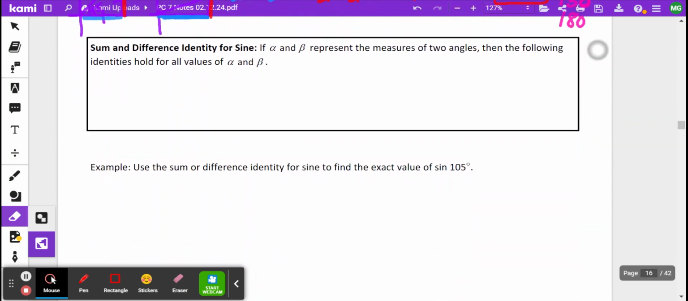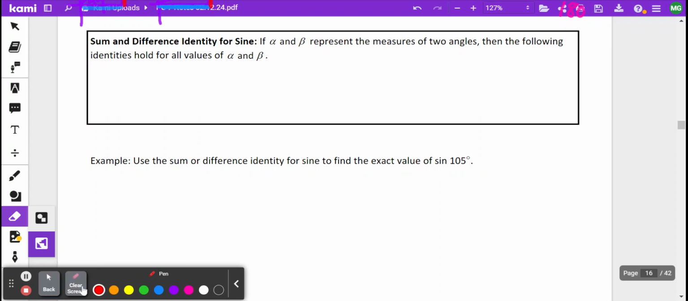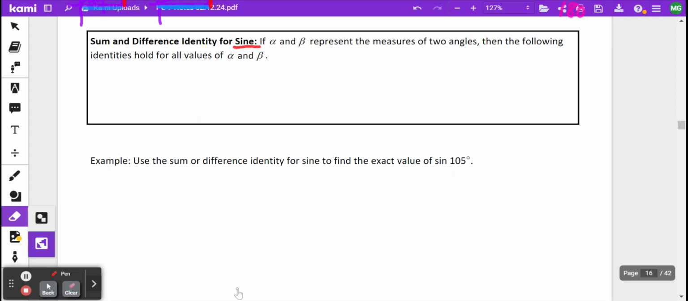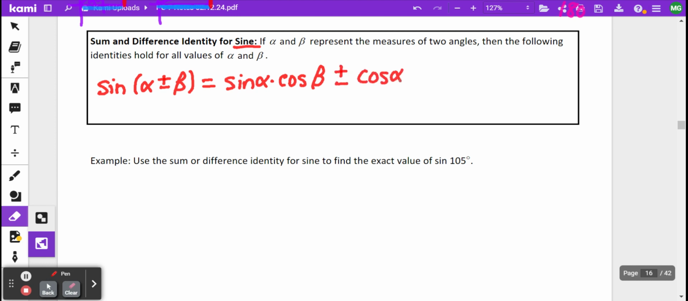Let's take a look at the second one, which is the sum and difference formula for sine. It's a similar equation, not the same, of course. So the sine of two angles being added or subtracted will look like this: the sine of the first angle times the cosine of the second angle, plus or minus the cosine of the first angle times the sine of the second angle. And did you notice that these signs are the same?